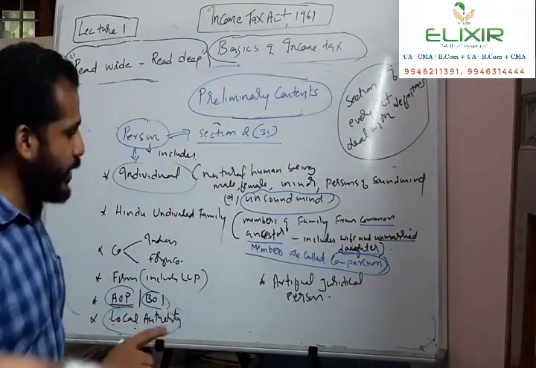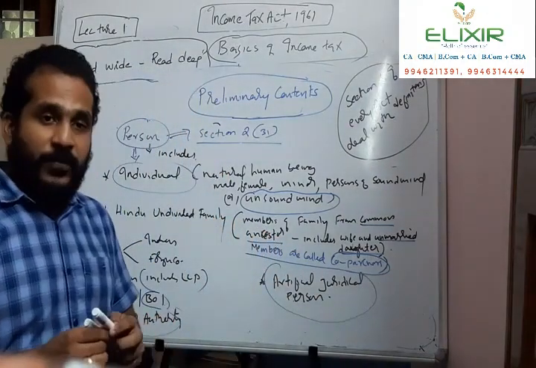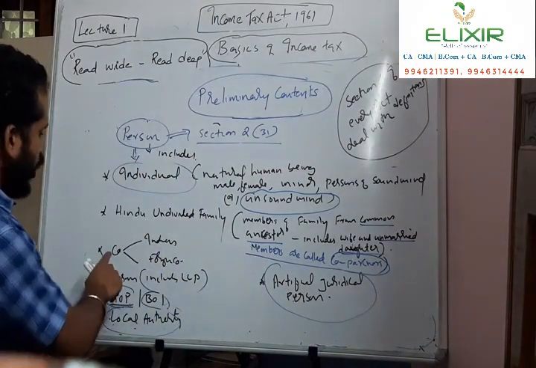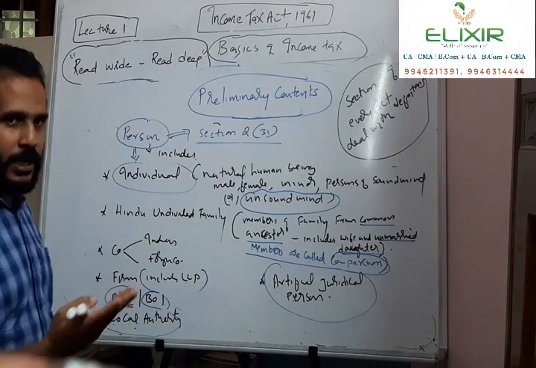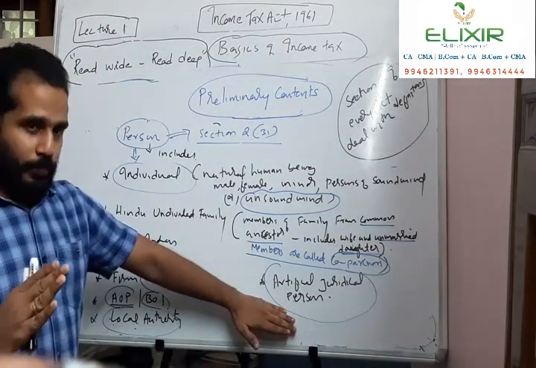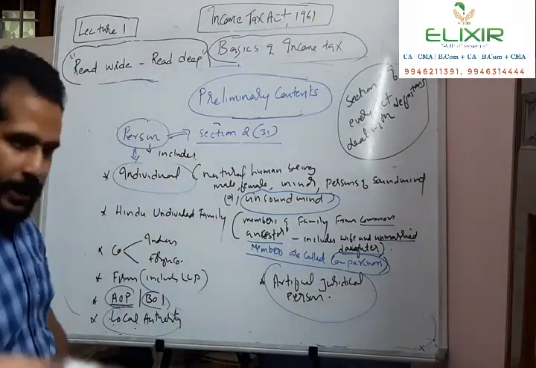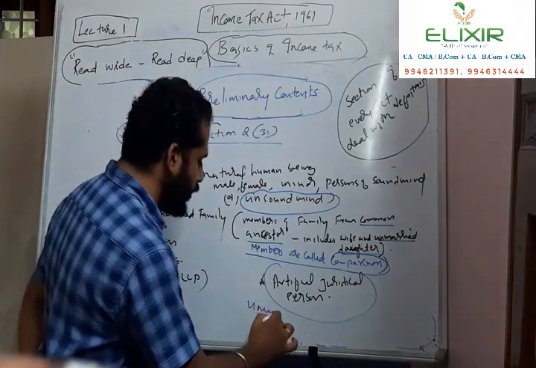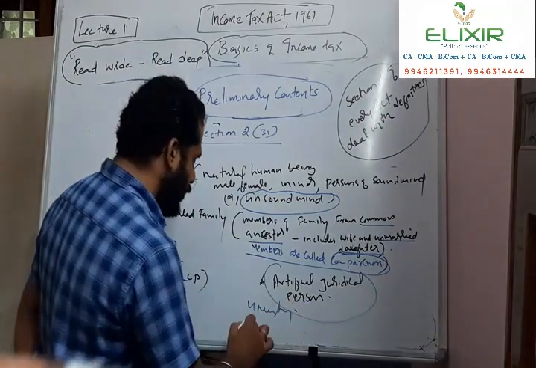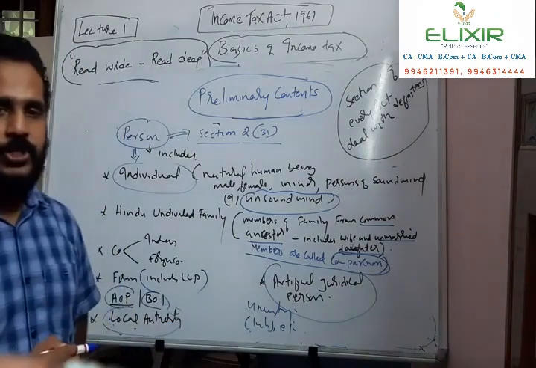Then the last category is the artificial juridical person. These are artificial persons. There are other artificial persons in the previous categories. Company is an artificial person, firm is an artificial person. But here, artificial juridical person includes the artificial persons other than these categories. For example, a university, then clubs, etc. So these are the artificial juridical persons.